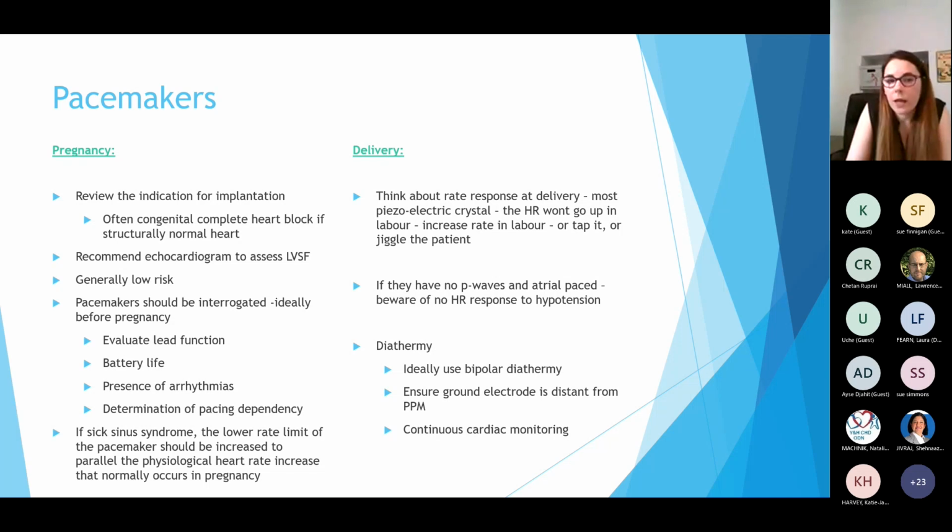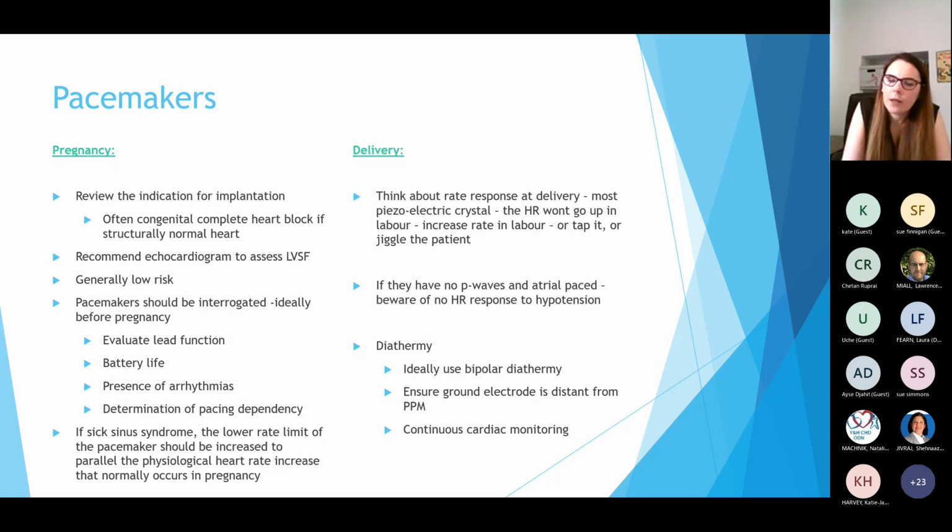We can interrogate the pacemakers. We need to ensure that the lead function is good, the battery life is adequate, and we can also see if there have been any recent arrhythmias and, most importantly, determine whether they are pacing dependent. If the initial indication for implantation was sick sinus syndrome, the lower rate limit of the pacemaker should be increased during pregnancy to parallel the physiological heart rate increase that normally occurs during pregnancy.